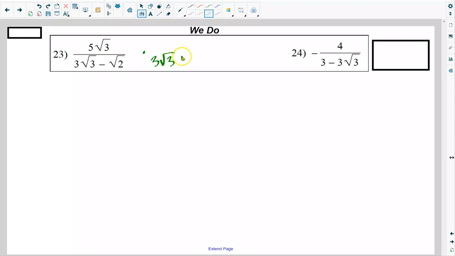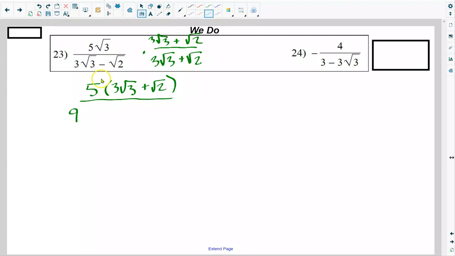The square root of 3 plus square root of 2 over itself. Where does this come from? From here. Just change whatever sign is in there. Alright, so let's leave the top alone, okay? Focus on the bottom. Here's an opportunity to FOIL.